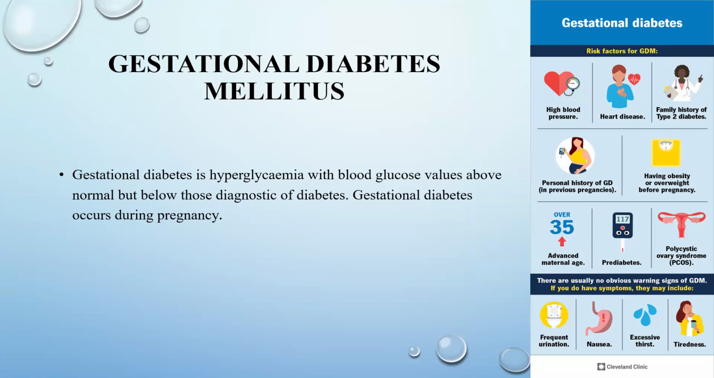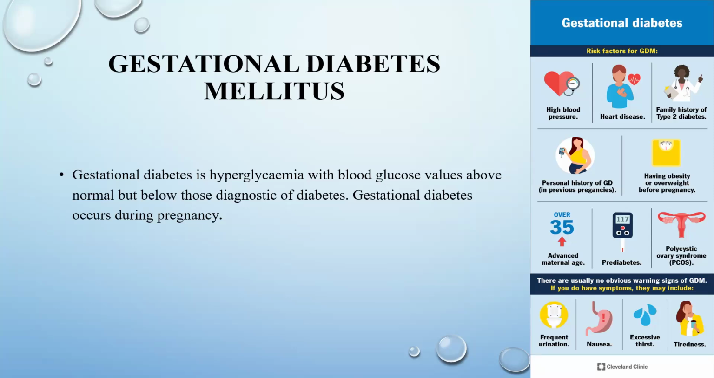Coming to gestational diabetes mellitus, it is hyperglycemia with blood glucose values above normal but below those diagnostic of diabetes. Gestational diabetes occurs during pregnancy, and it is diabetes which is basically diagnosed after the 20th week of pregnancy.